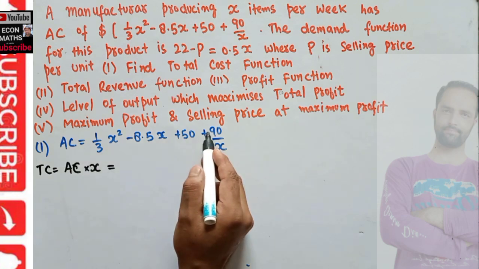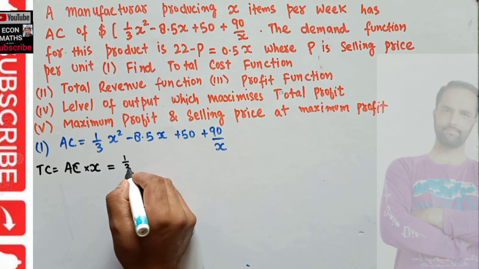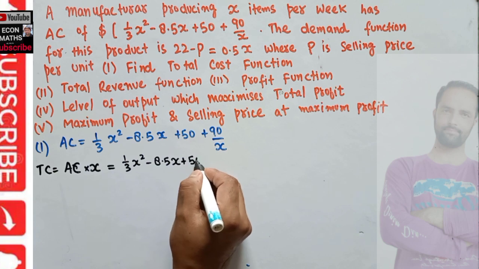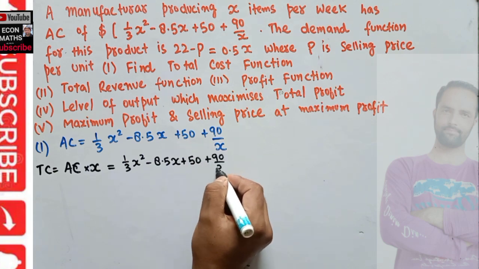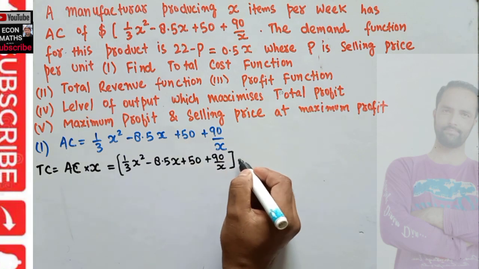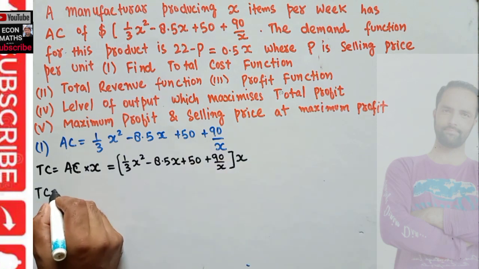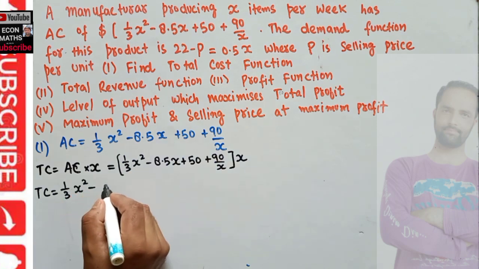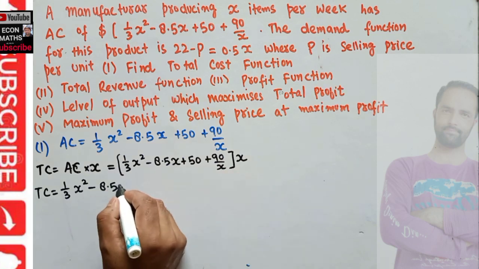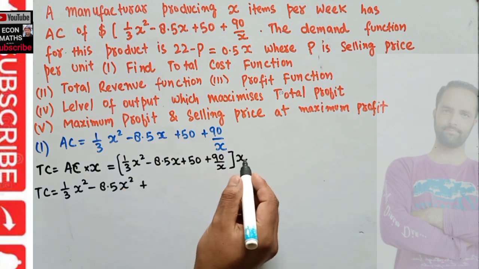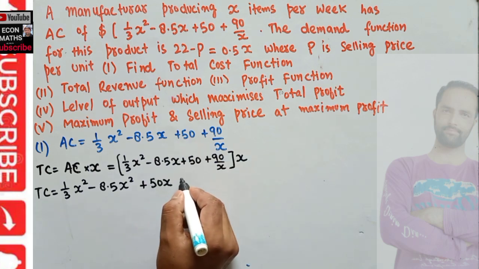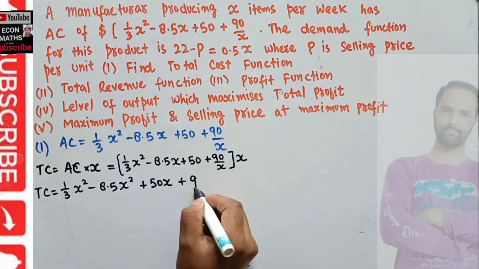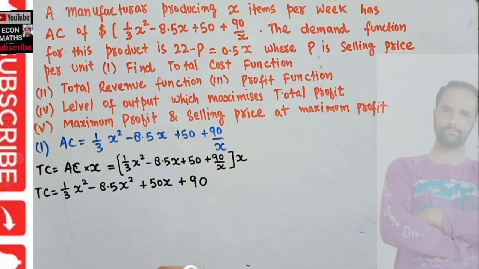So this is our average cost, 1/3 x square minus 8.5x plus 50 plus 90 upon x. To this we multiply the output, which is x. Here solving, we will get total cost is equal to x into x is x cube, so we will get 1/3 x cube minus 8.5 x into x is x square, plus we have 50 into x is 50x, plus here we have 90x upon x, so x and x will get cancelled, so we only get 90. This will be our total cost function.